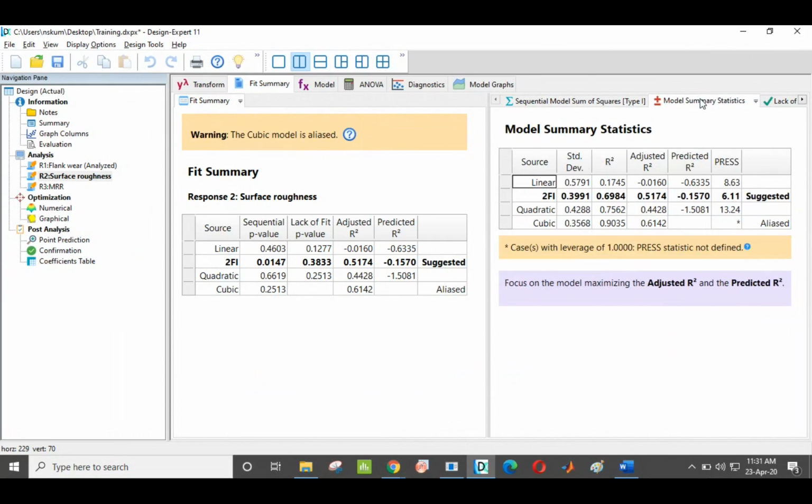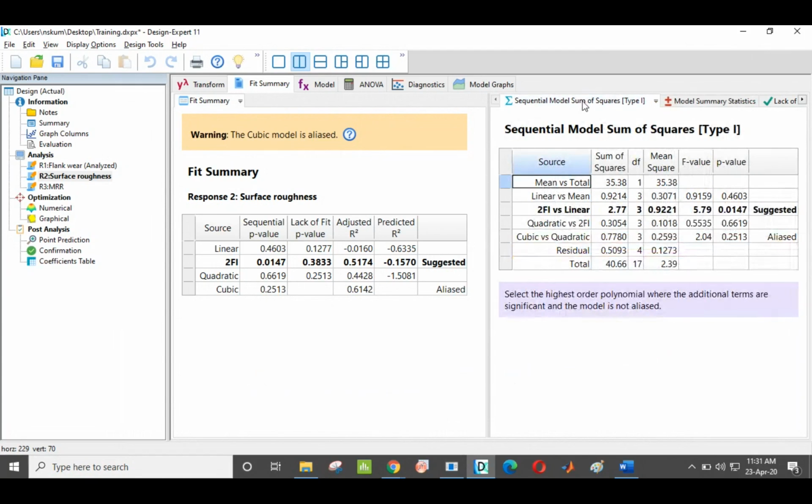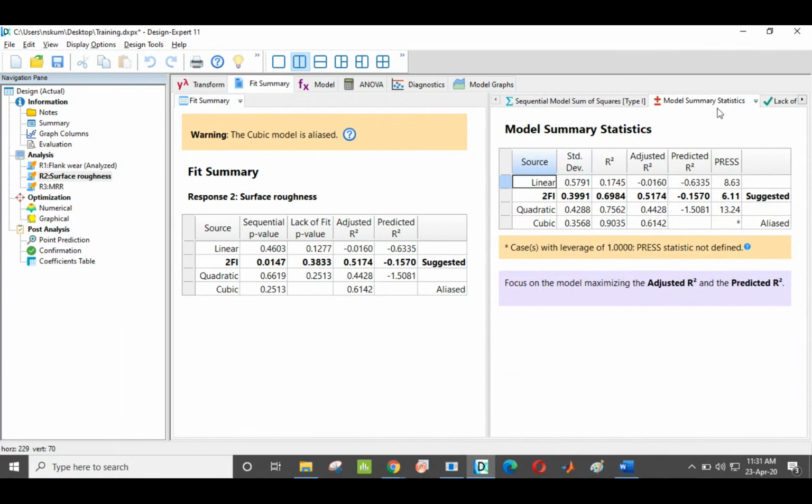So here we can also change. We can also see on the right side we have sequential model sum of squares, then model summary statistics, and all these things. So in this I can see the R square value. So here you can see with the linear model it is only 0.17 R square, but with the 2FI it is 0.69, and with quadratic it is 0.75.